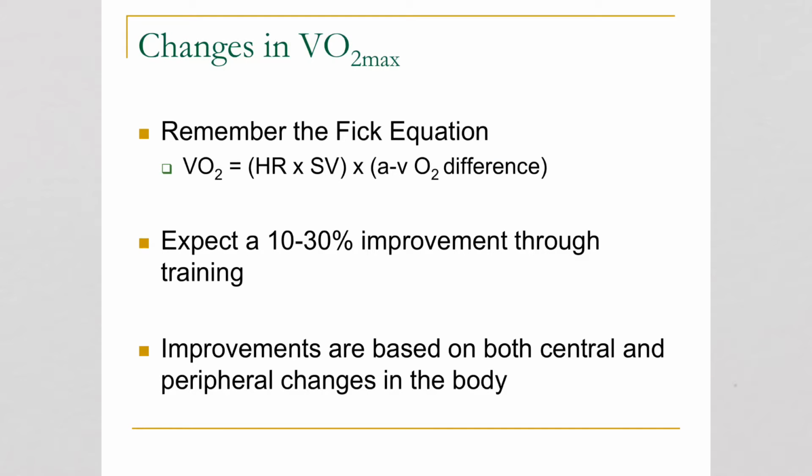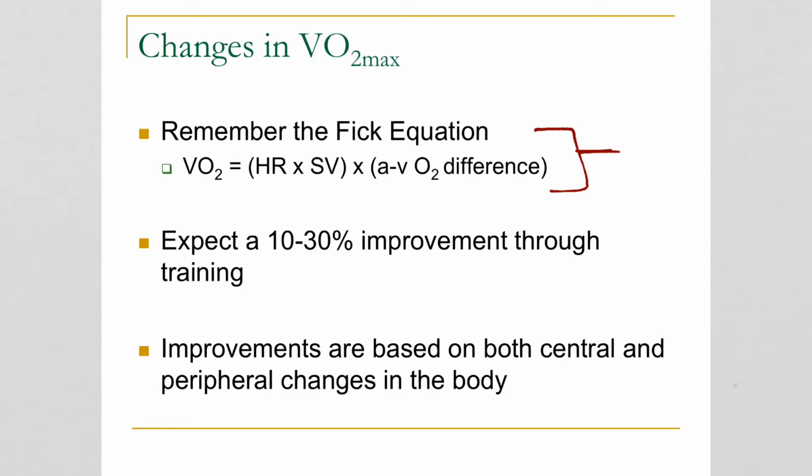Before we do that, though, also remember the Fick equation we talked about before, and the changes in the Fick equation that might happen through training. So let's say we do our 8 to 12 week training program. What do we expect to see happen through this aerobic training? Anywhere from a 10 to 30% improvement over those 8 to 12 weeks. This is assuming the person is somewhat sedentary or it's a new activity for the person.